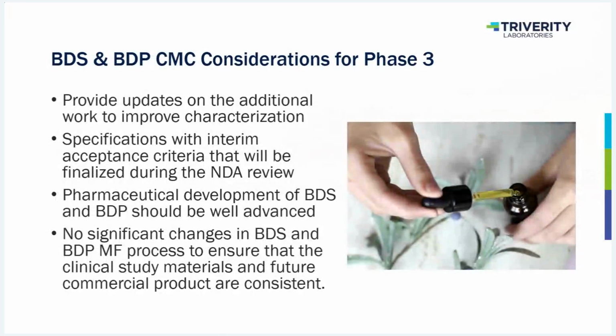For the BDS and the BDP, for phase 3, you provide updates on the additional characterization work that you've done. You have your specifications with your interim acceptance criteria that you're going to finalize during your NDA review. Your pharmaceutical development of the BDS and the BDP should be well advanced, because you really don't want to have any significant changes in your manufacturing process once you get to phase 3. Phase 3, really everything should be locked in, and you are taking to clinic exactly what you are going to be taking to market.